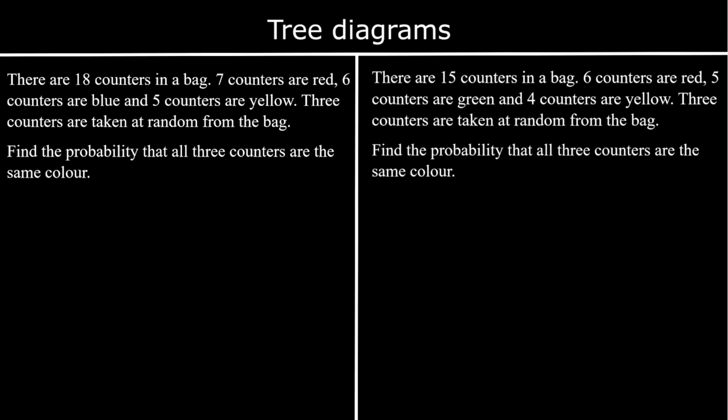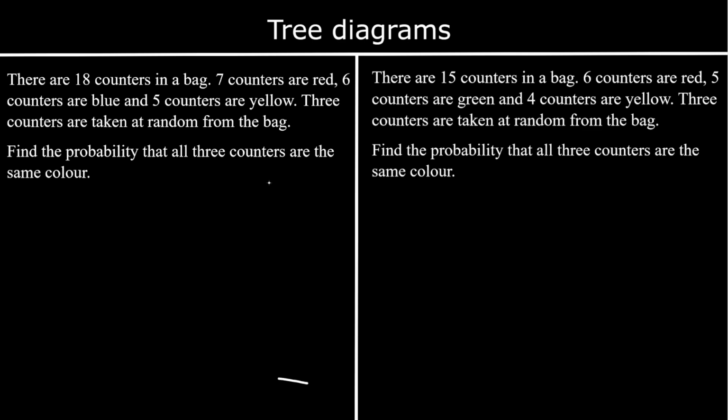Here's a different question. There are 18 counters in a bag, 7 red, 6 blue, 5 yellow. 3 counters are taken from the bag. Find the probability that all 3 are the same color. So we could draw a tree diagram here, but in this case, I'm not going to, because I'd have to draw 3 branches, and each one would have 3 coming off it, and I have to do it a third time. It's going to be a really big tree diagram. I can just work out the probabilities.